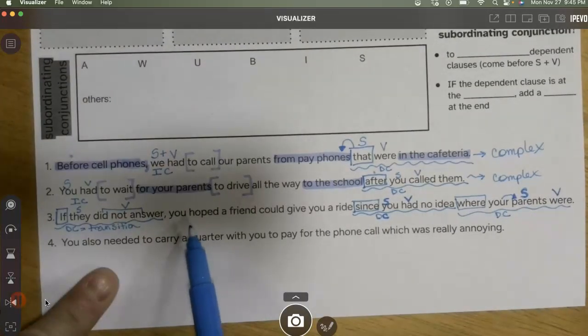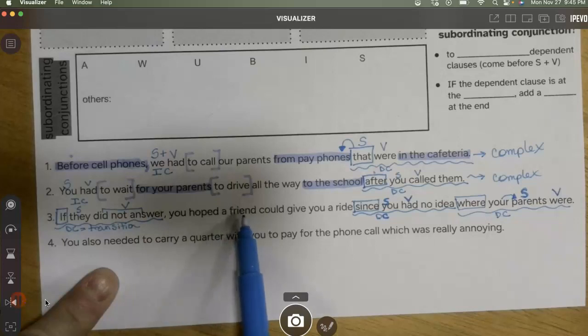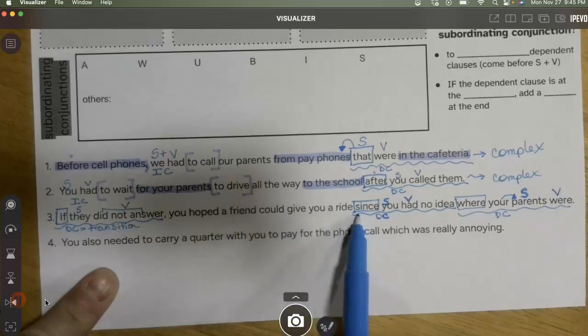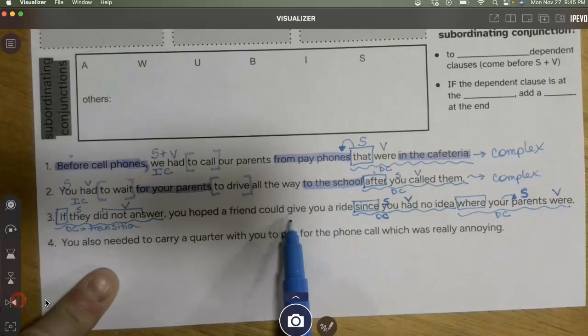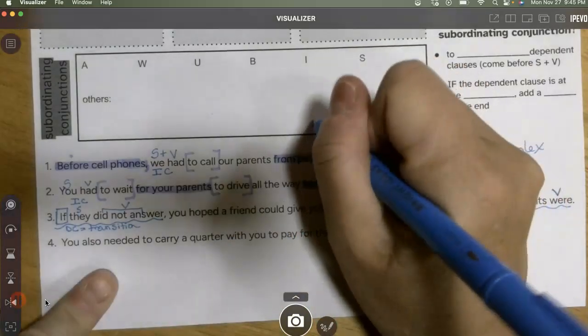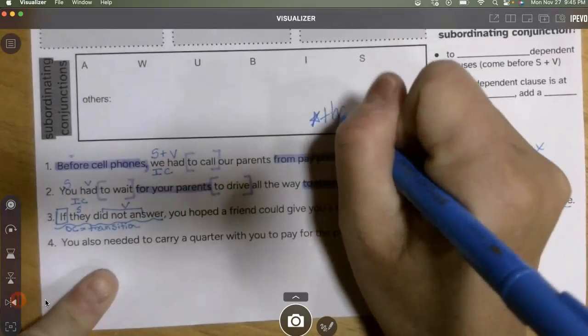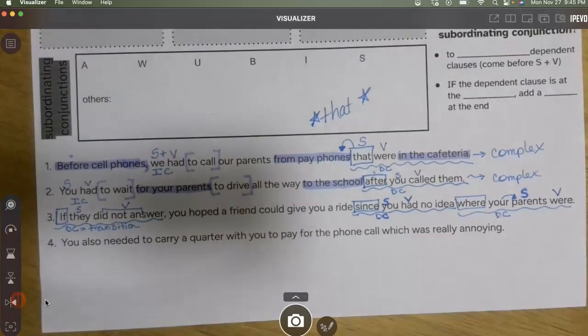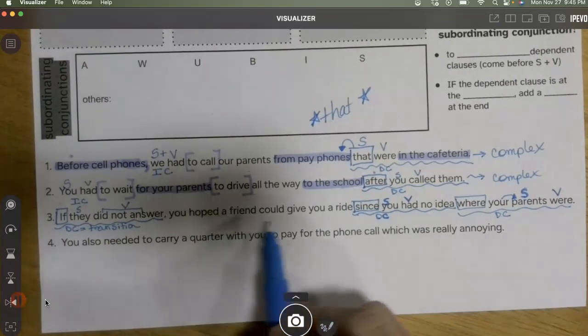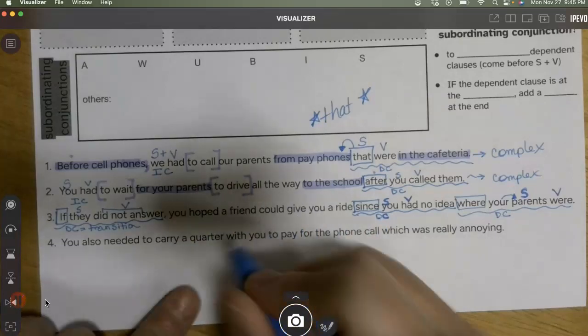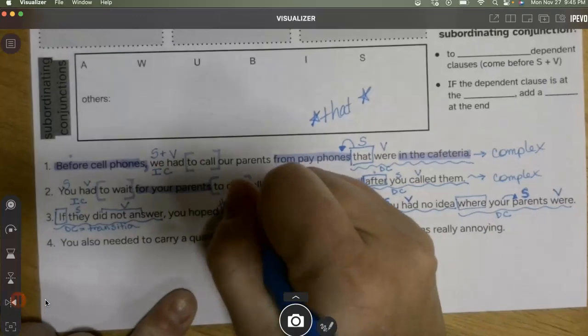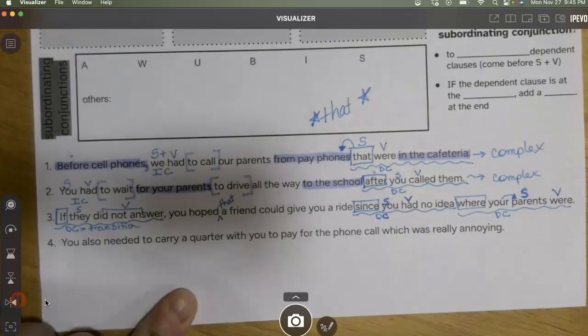Now let's go look at what's left. It says, you hoped a friend could give you a ride. Now, I see a lot of verbs in here, so this is a little bit confusing to me. So we're going to come back and talk specifically about the subordinating conjunction that. Sometimes good writers eliminate that from the sentence. We could read the sentence and think about where could you add that? You hoped that a friend could give you a ride.